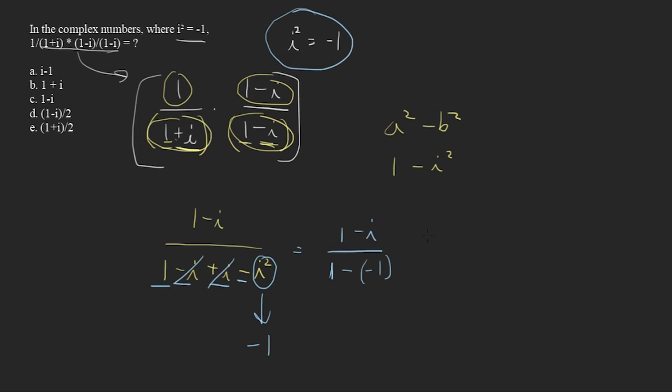Alright, so now we can finalize our problem. 1 minus i over 1 plus 1, right? 1 plus 1 is 2. So 1 minus i over 2 is our answer, which is D.